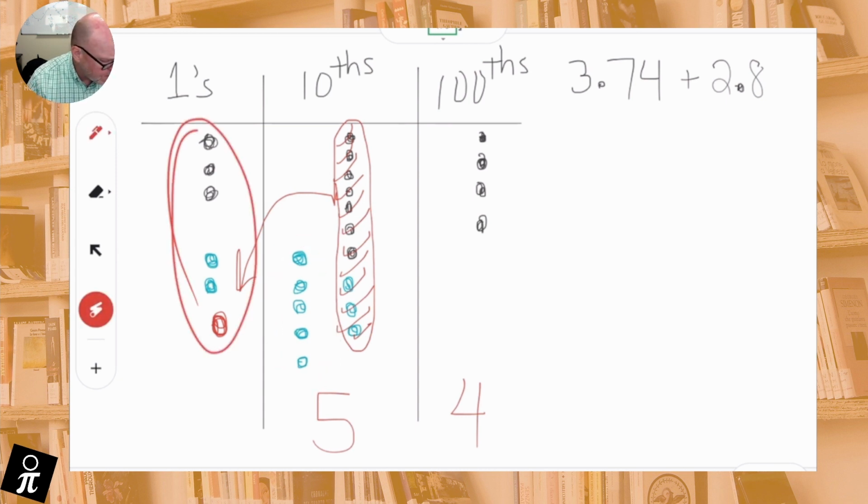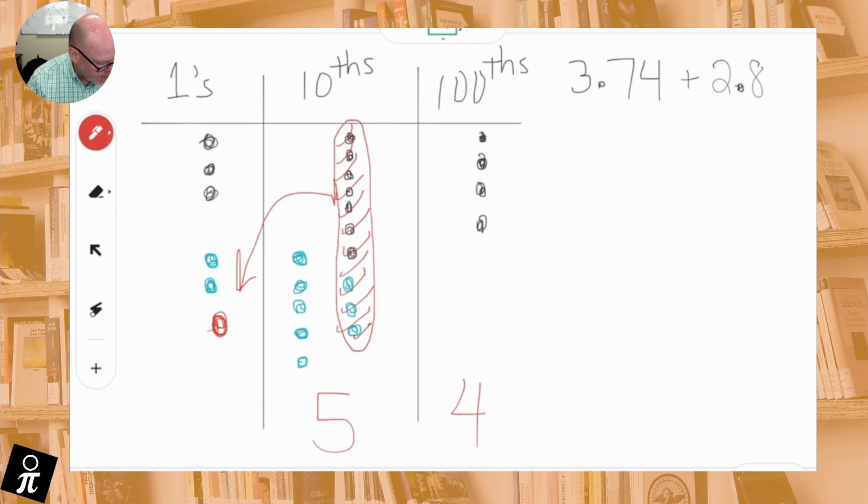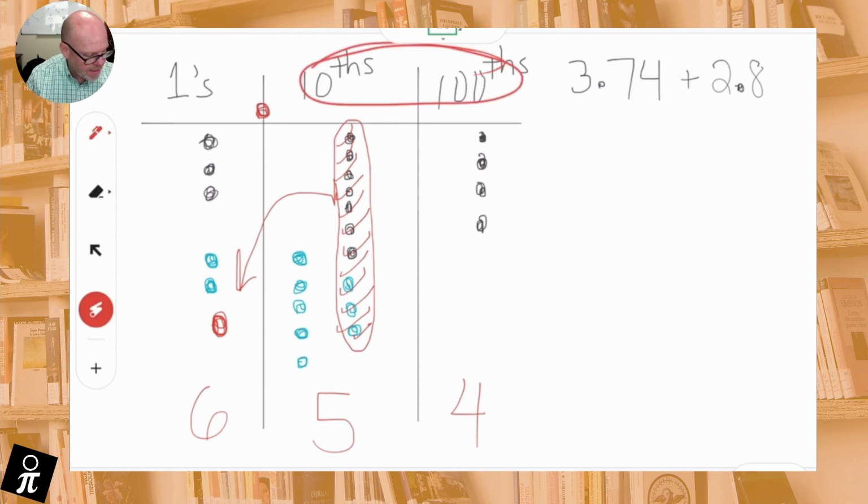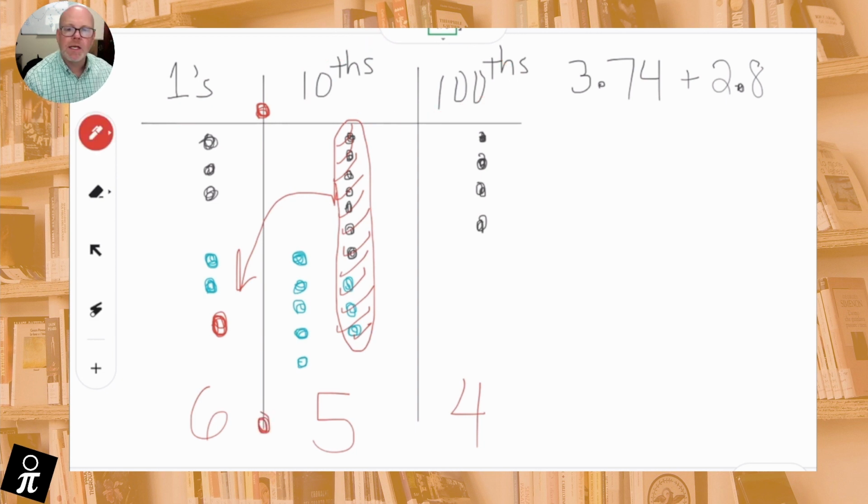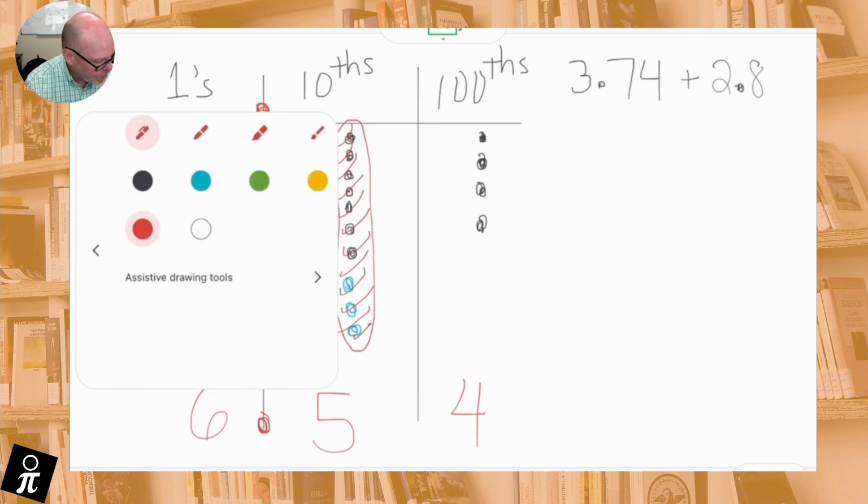And then in the ones column, I've got 1, 2, 3, 4, 5, 6. So there's my answer, 6. And remember, there's our decimal. The decimal separates the whole numbers from the decimals. So my answer is 6.54.